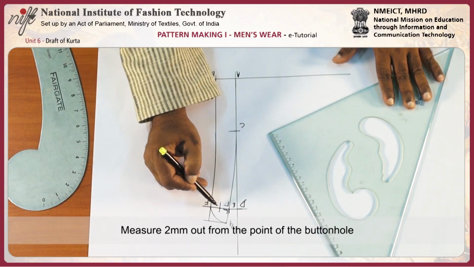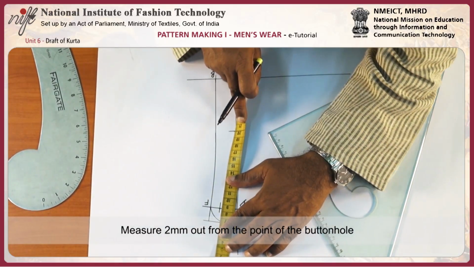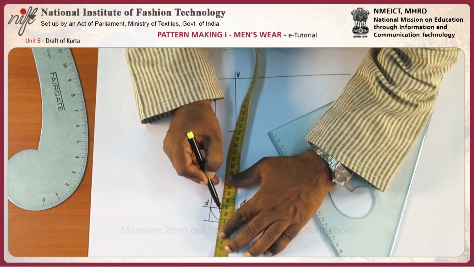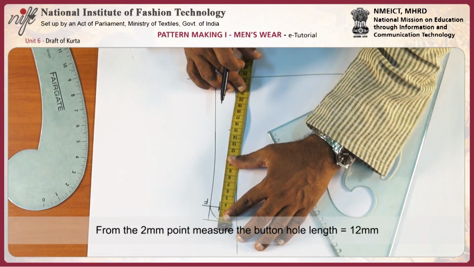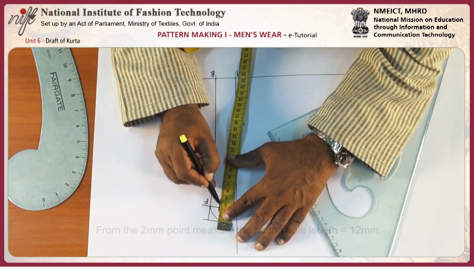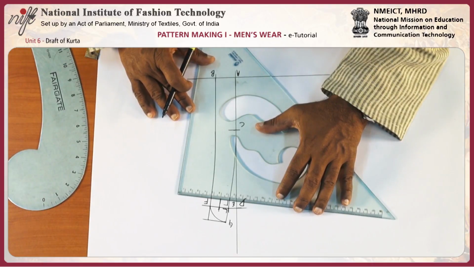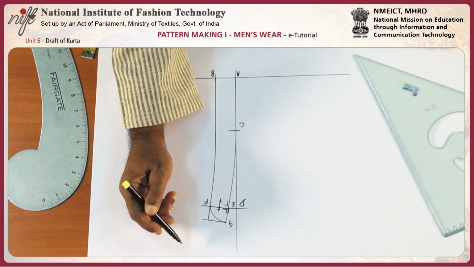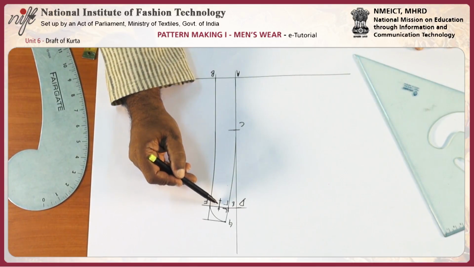Measure the midpoint, then give a cross mark, then measure 2 millimeter out from the point of buttonhole. Then from that 2 millimeter point measure the buttonhole length, which can be up to 1.5 centimeter or 12 mm. So I have completed the collar stand with the buttonhole placement.